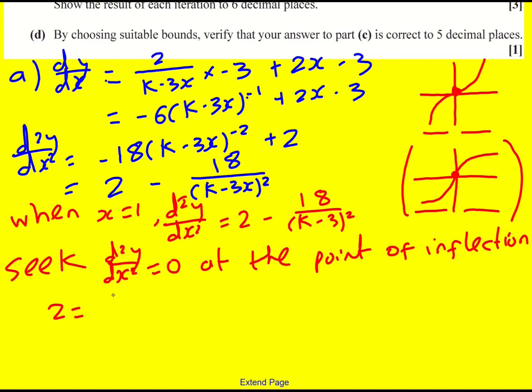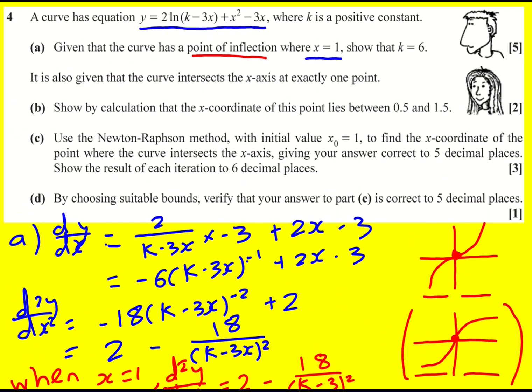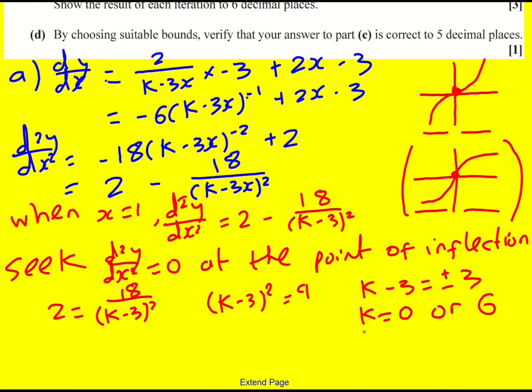Then we're going to get 2 equals 18 over (k minus 3) all squared. Rearrange to (k minus 3) all squared is going to be 18 over 2, or 9. Therefore, k minus 3 is going to be plus or minus 3. K is going to be 0 or 6. So in fact, those two values of k would give us a point of inflection at x equals 1. We're told that k is a positive constant, so we can just reject this one and take k equal to 6.